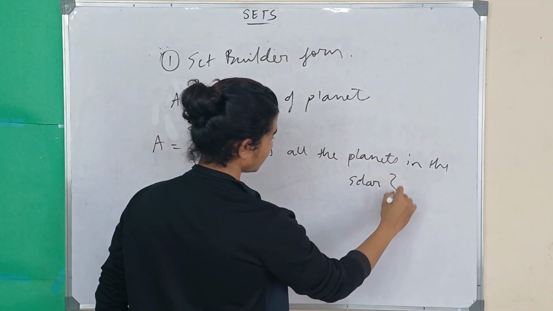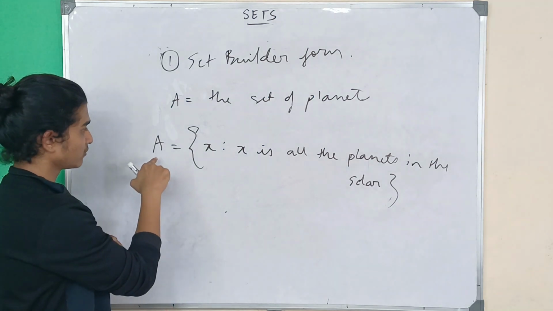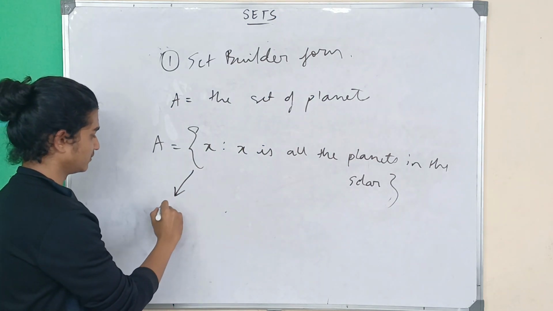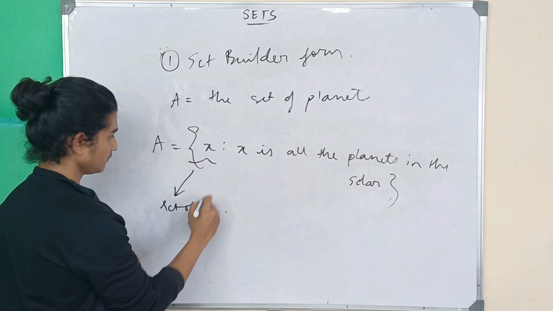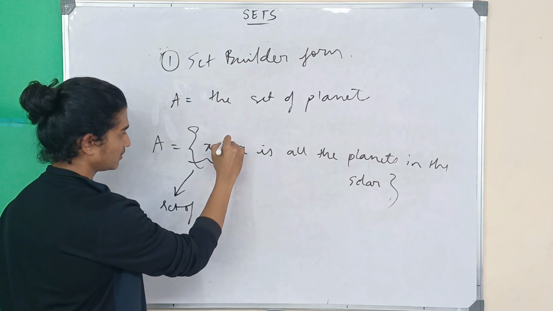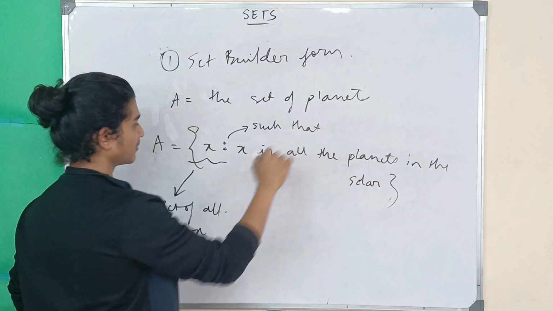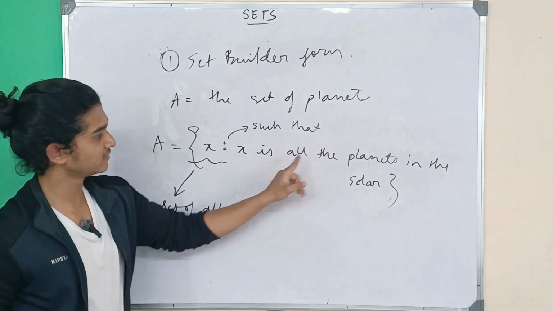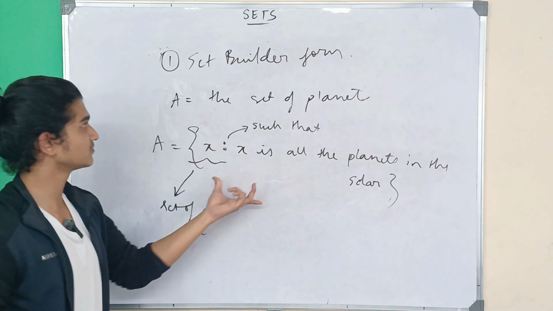So this is like a defined rule which you need to follow. So how is this pronounced? You're going to call this A equal. So A is set of all x. So this thing is set of all, till here, set of all x, and you're going to call this semicolon as such that. So this is going to be pronounced as A equals set of all x such that x is all the planets in the solar system. So this is how you're going to represent it in set builder form.